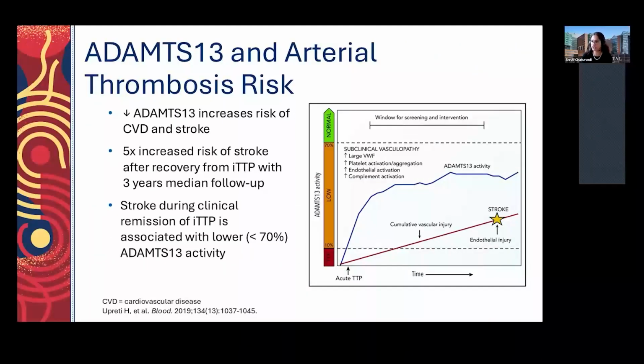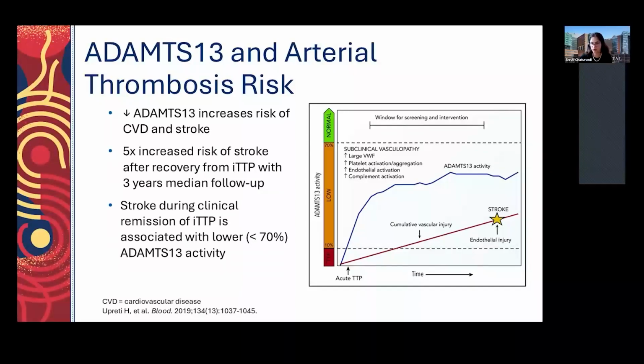Now, based on these observations in congenital TTP, as well as observations from immune TTP, where we know now that lower levels of ADAMTS13, even during the remission periods of immune TTP, increase the risk of cardiovascular disease and stroke. For example, the risk of stroke is 5-fold at a 3-year follow-up compared to the general population and is associated with low ADAMTS13 in remission.